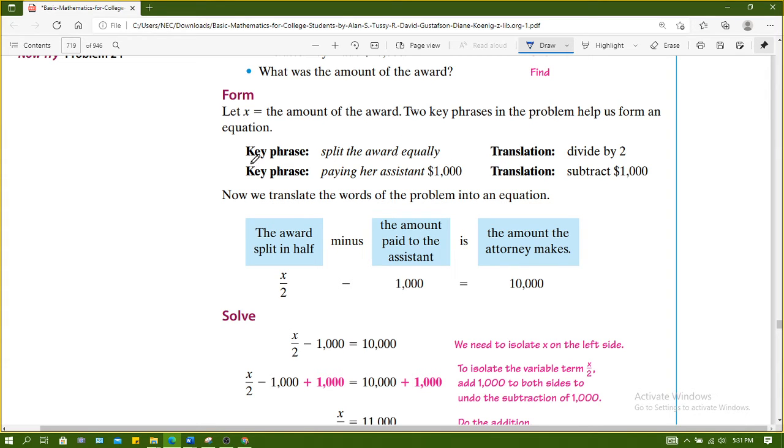Help us, okay? Key phrase, split the award equally. So that is divide by 2. Duha lang man sila. Paying her assistant 1,000. That means gisubtrakan iyahang share with 1,000. Now let's try to translate the words of the problem into an equation. Let X the amount of the award. So X divided by 2 minus 1,000 equals 10,000.